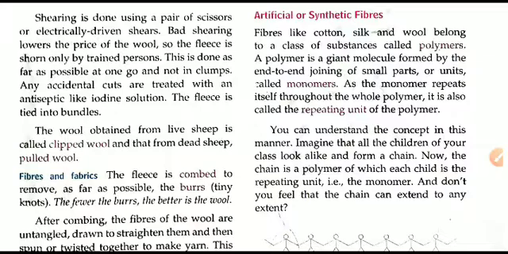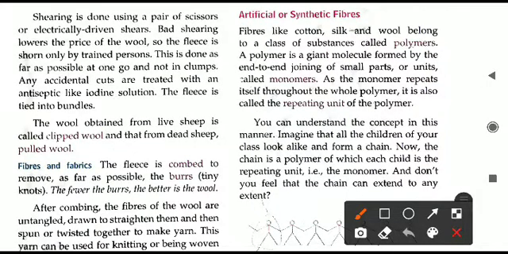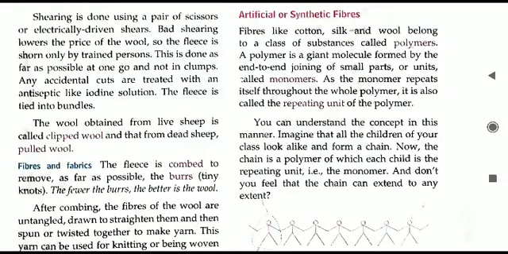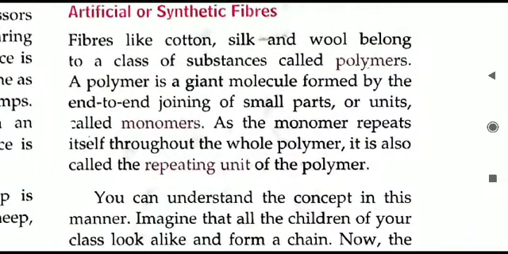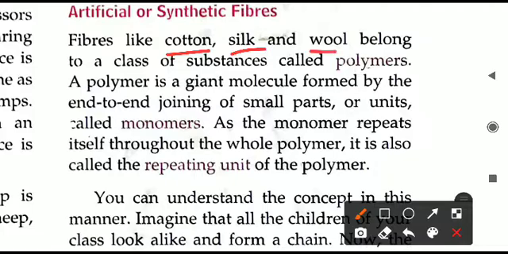Here we are with another part of this chapter 2 video series, and today we will be talking about the artificial or the synthetic fibers. Let us begin here. Fibers like cotton, silk and wool that we have discussed in the previous videos, all of these belong to a class of substances which are called polymers.